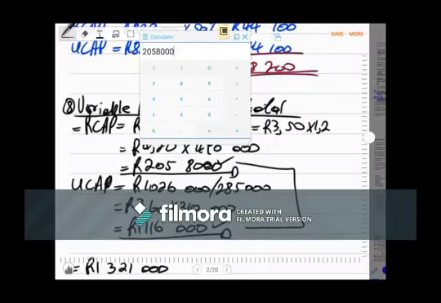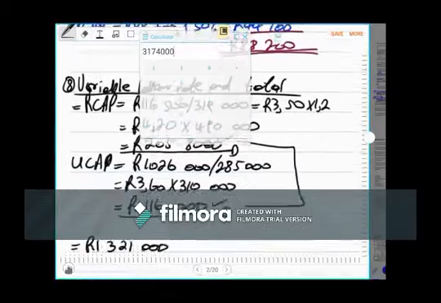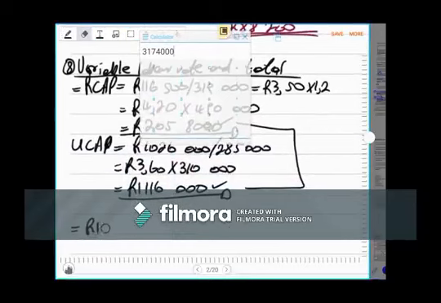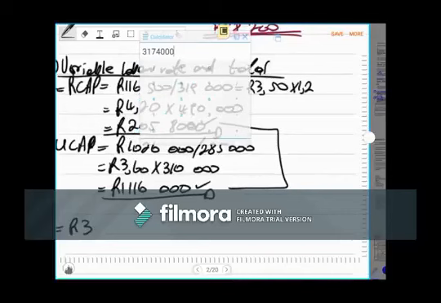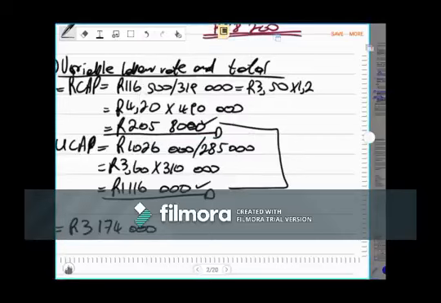25,000. 1,058,000 plus 1,116,000. I could see this is not accurate. We have 3,174,000. So this will be the final amount of the variable labor cost.